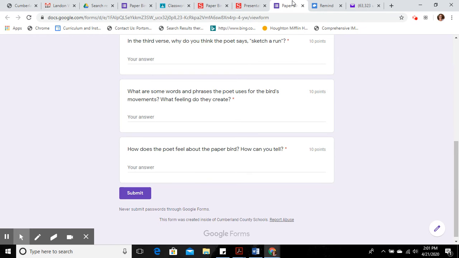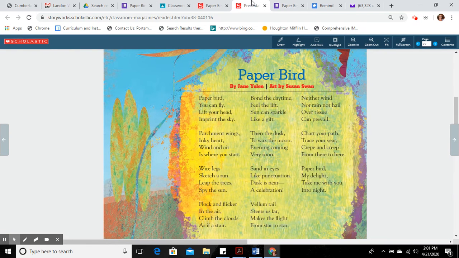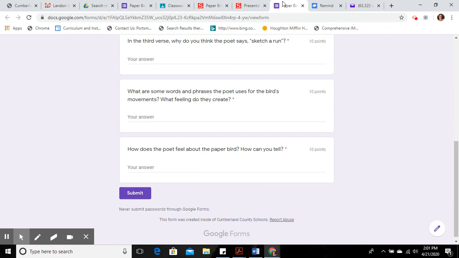What are some of those? You need to give me at least one or two and how they make you feel. What is being felt when you say inky heart? When you say, feel the lift, sun can sparkle like a gift, what kind of feeling is the author creating? So you're going to use those feeling words in your explanation.